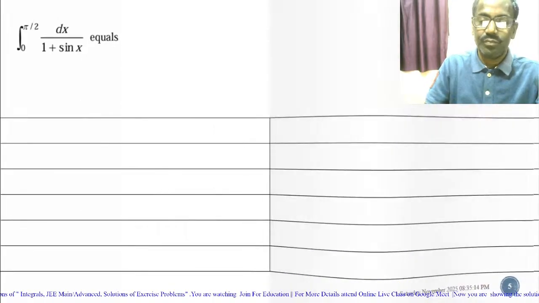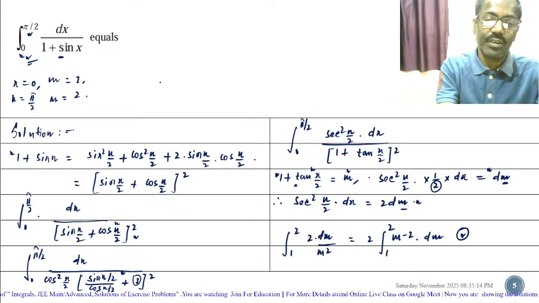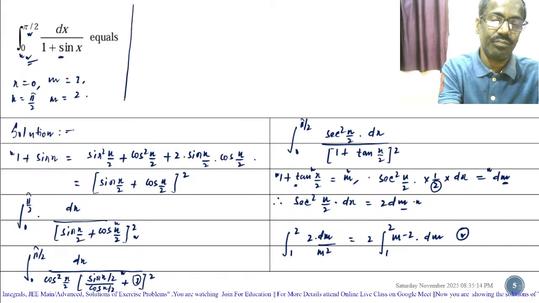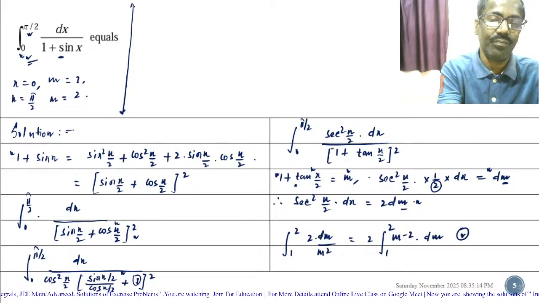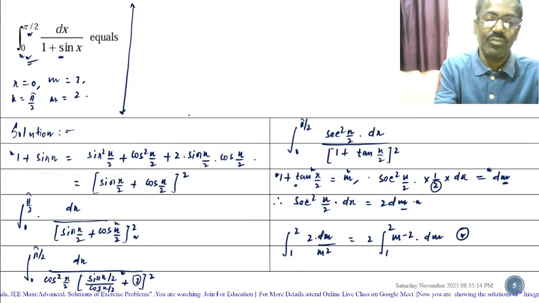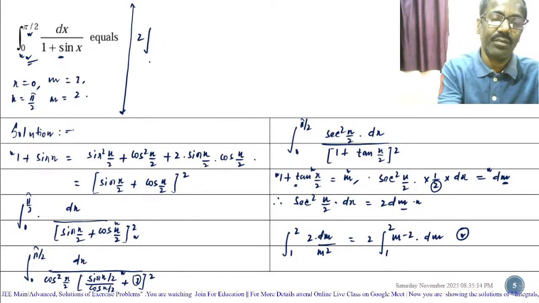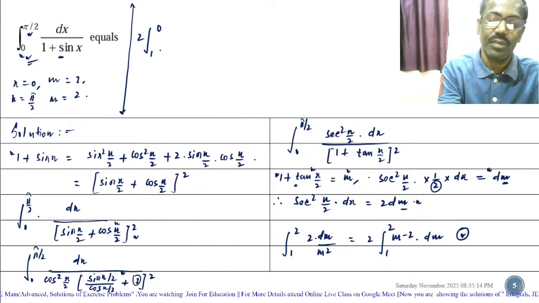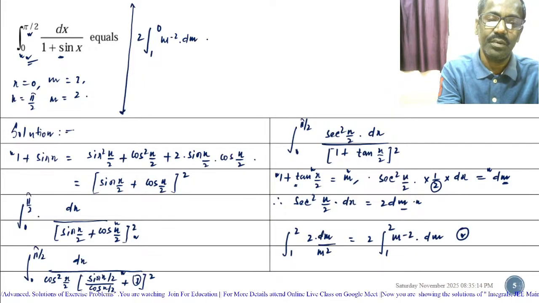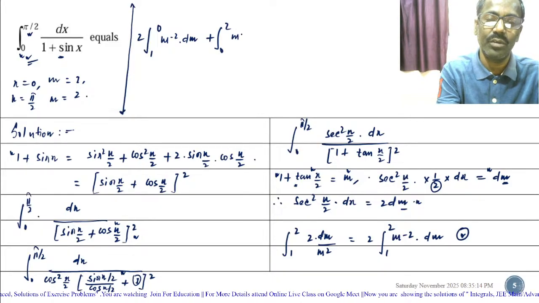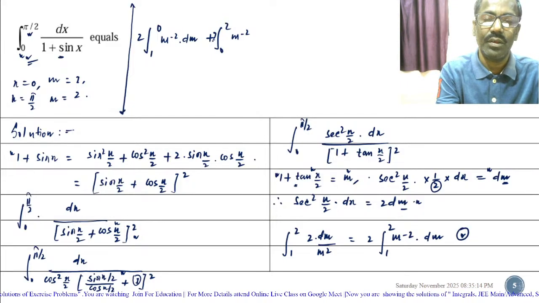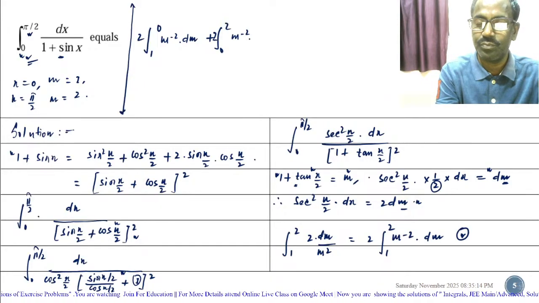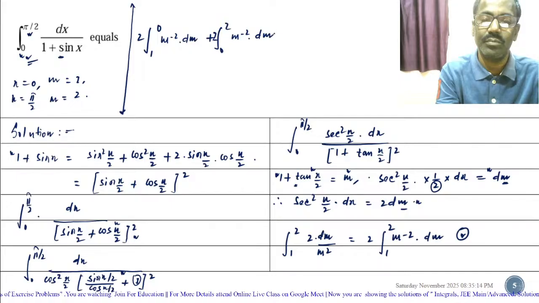Here the next step: we write 2 and the integral from 1 to 0 of m to the power minus 2 into dm, plus the integral from 0 to 2 of m to the power minus 2, and again we write 2, m to the power minus 2 into dm.